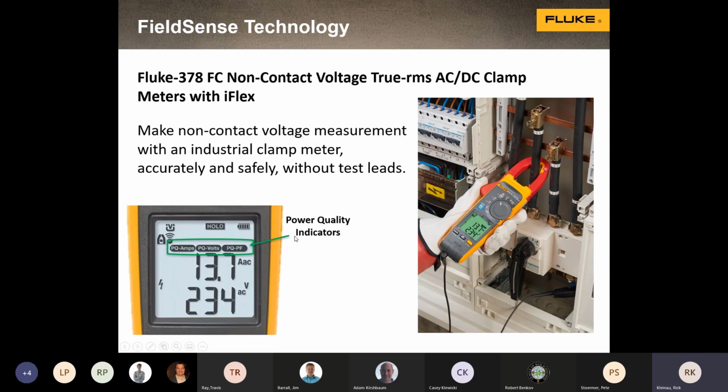But also, we have something called power quality indicators. So you see PQ for amps, PQ for volts. The last one here is power factor. It doesn't really measure and display the total harmonic distortion, but it gives you an indicator if the THD reaches certain thresholds, both for voltage and for current. So I think that's kind of unique. Pete can give you details on that.